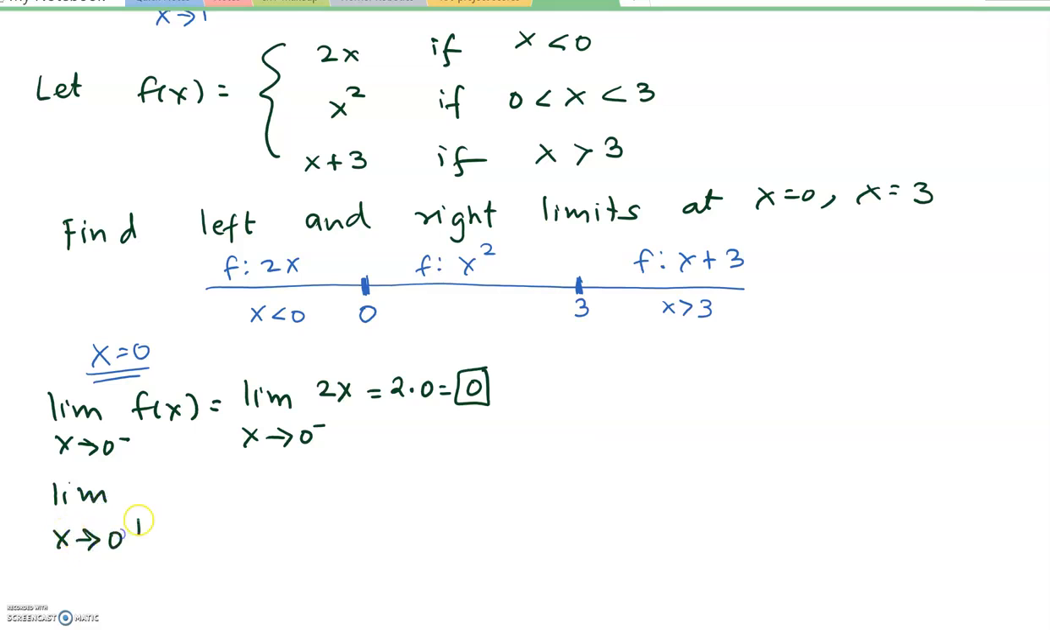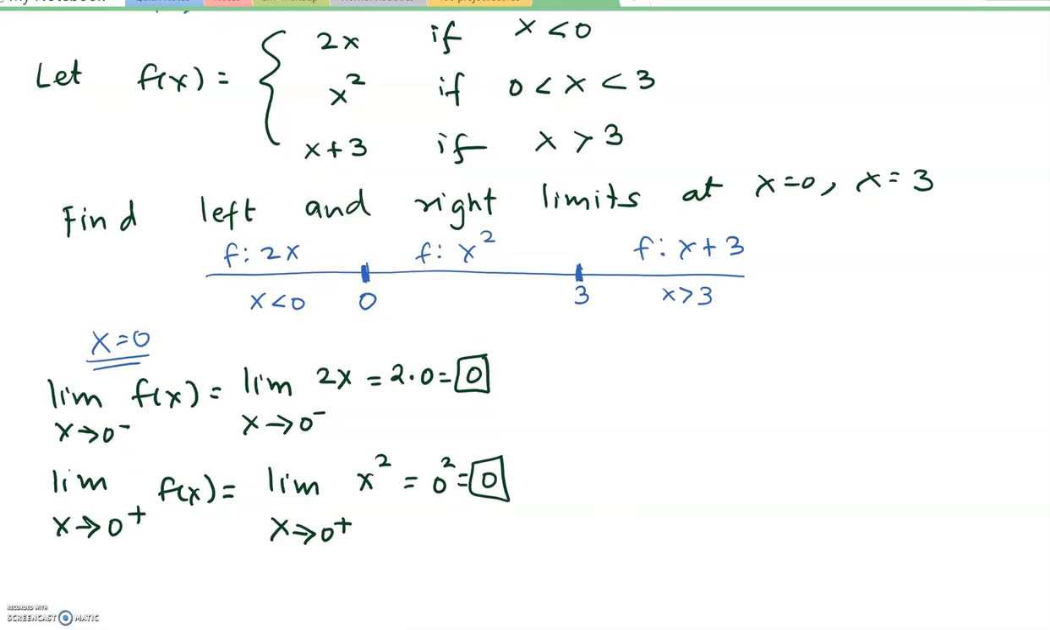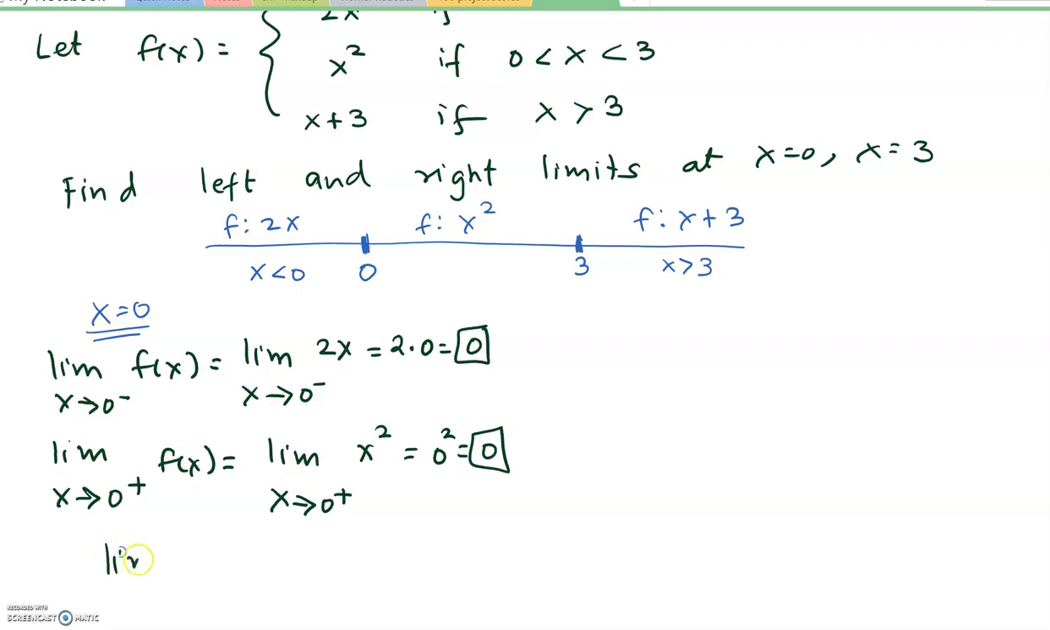Now limit x goes to 0 plus f of x, which is the right limit at 0. This becomes limit x goes to 0 plus, and on the right the rule is x squared. Again, plug in, it becomes 0 squared, which is 0. So actually the left limit and right limit are equal. So limit as x goes to 0 of f of x is 0. If the left limit and the right limit exist and are equal, then that is the limit at 0. This is the left limit, and this is the right limit.